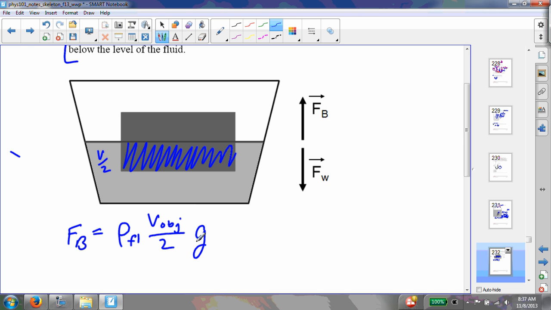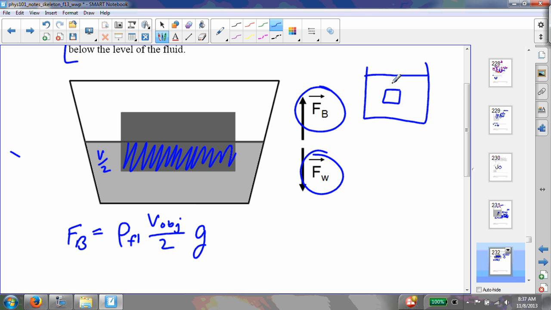We can also say that since it is not fully submerged, the buoyant force must equal the weight. And you'll see this come up in some of the old exam questions, and I think in the homework as well. You can say that if the object is floating in the middle of the liquid, not accelerating either up or down, then the buoyant force and the weight are equal.